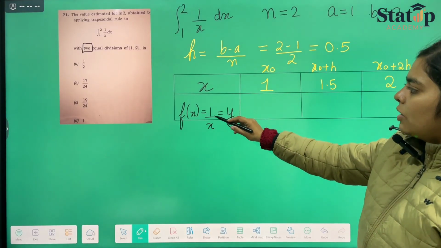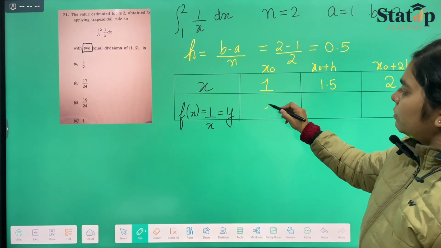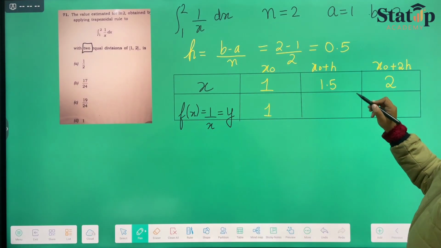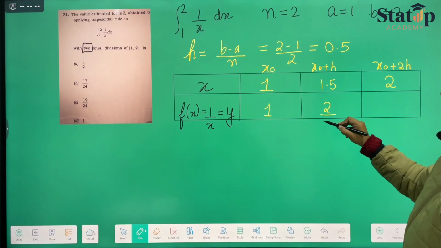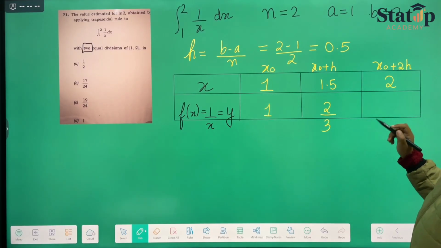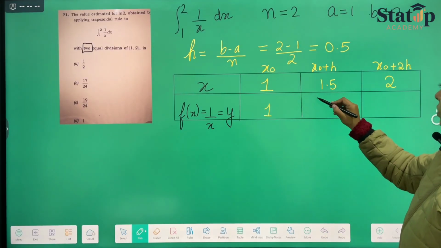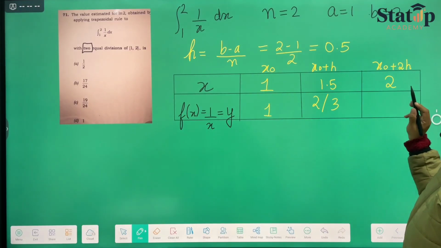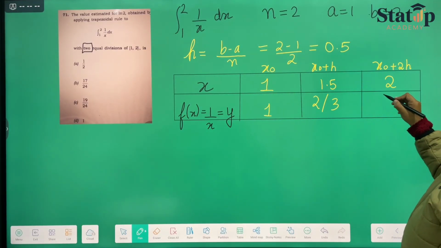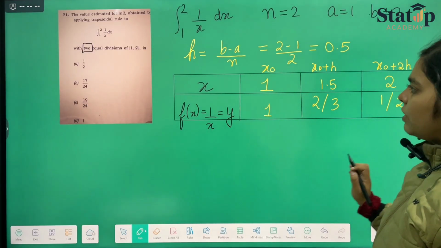Now, if we calculate f(x), 1 upon 1 will be 1. 1 upon 1.5 will be 2 by 3. And 1 upon 2 will be 1 upon 2 only. Let us write it in fractions.